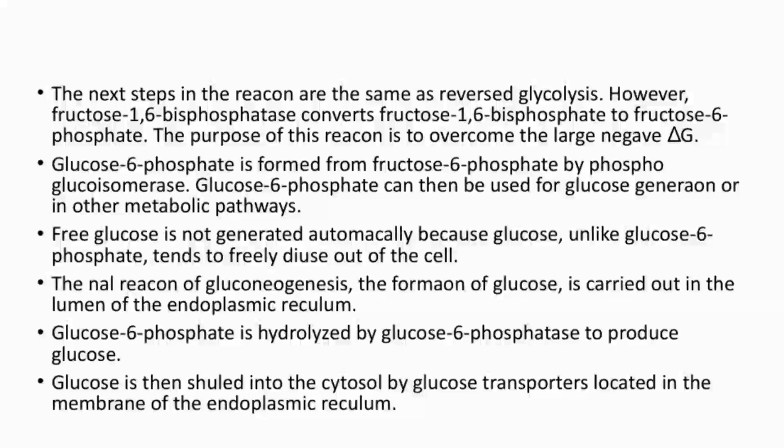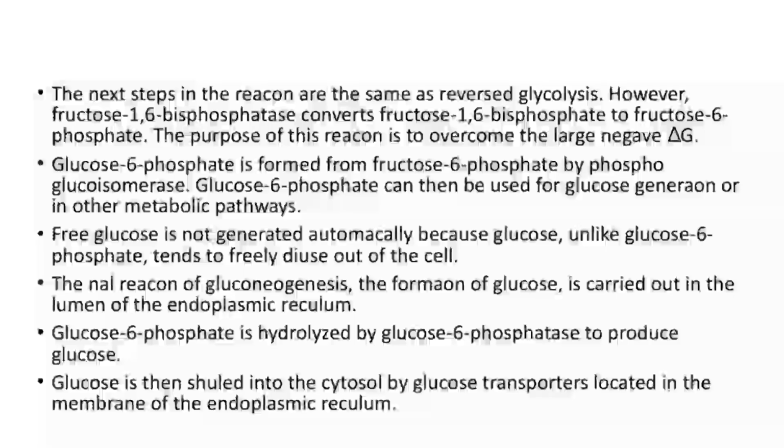Now, it's important to understand that free glucose isn't automatically produced during gluconeogenesis. Unlike glucose 6-phosphate, free glucose tends to diffuse out of the cell easily, so the body needs a specific process to produce and export glucose efficiently. That brings us to the final step, which is quite unique. It occurs in the lumen of the endoplasmic reticulum. Here, glucose 6-phosphatase hydrolyzes glucose 6-phosphate to release free glucose.